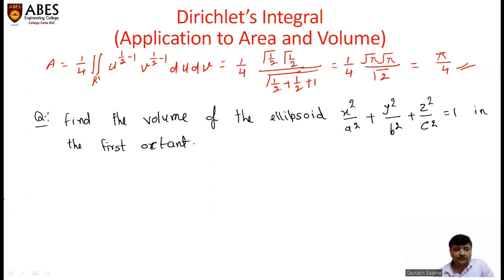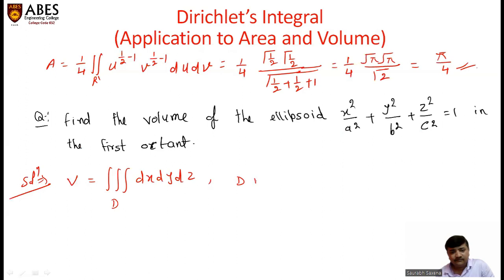Next one is for volume. How Dirichlet's integral is important in case of volume. So the question is, find the volume of the ellipsoid x square upon a square plus y square upon b square plus z square upon c square equals to 1 in the first octant. Now, volume may be represented as V, triple integral dx, dy, dz over the region D.